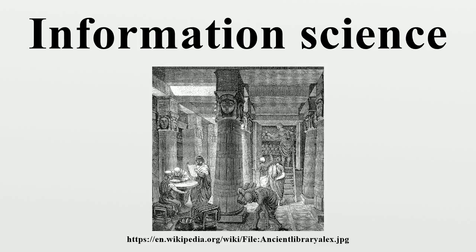Definitions of information science. An early definition of information science states, "Information science is that discipline that investigates the properties and behavior of information, the forces governing the flow of information, and the means of processing information for optimum accessibility and usability. It is concerned with that body of knowledge relating to the origination, collection, organization, storage, retrieval, interpretation, transmission, transformation, and utilization of information.